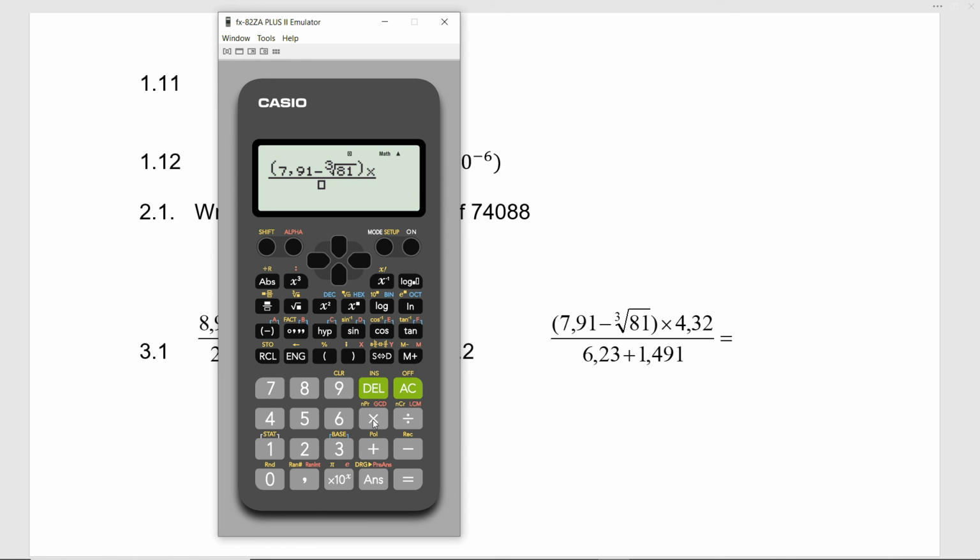Okay, and that's going to be times my 4,32. Okay, and then I need to get down using the down arrow into my denominator to put in what is supposed to be there. It's my 6,23 plus 1,491. Okay, so to round off that to 2 decimal places, I'd look at the 3rd one, which is a 4. A 4 does not take the number up, so it actually is 2,00, which is 2, isn't it?